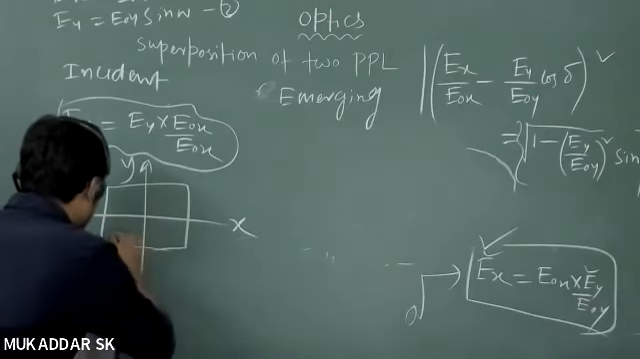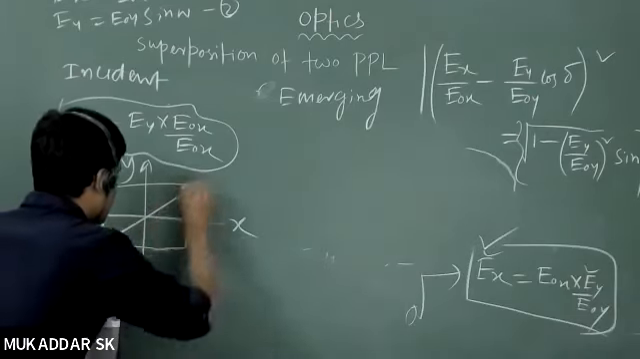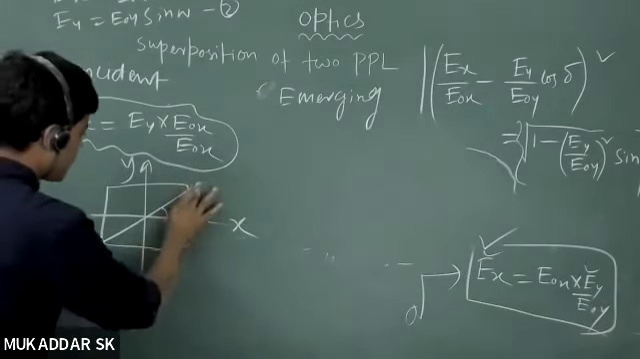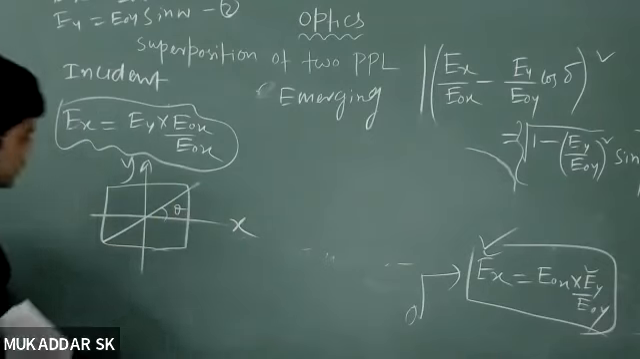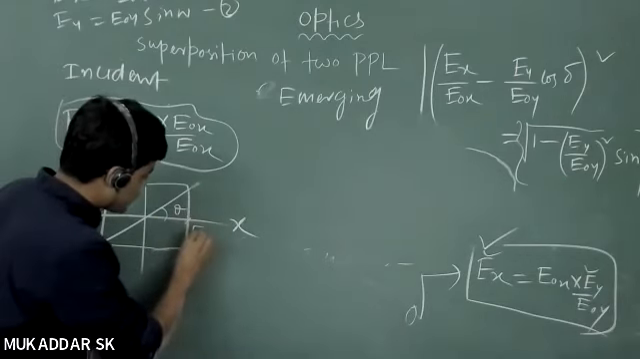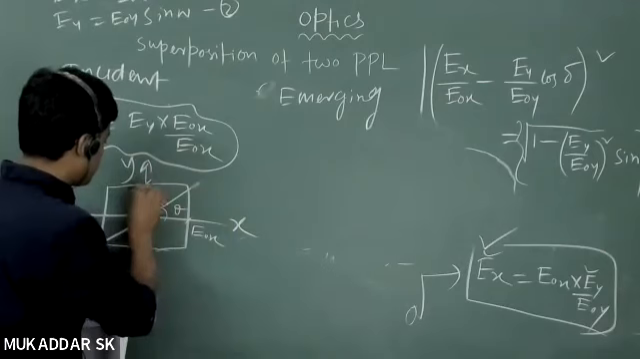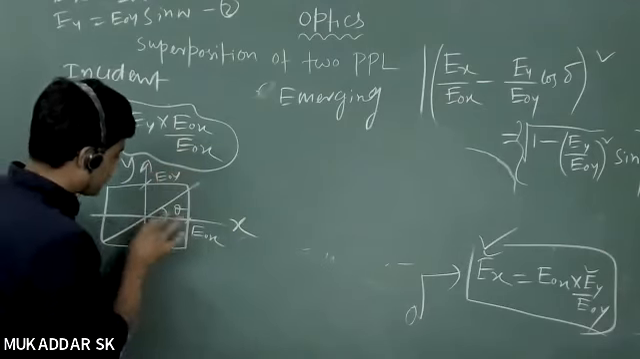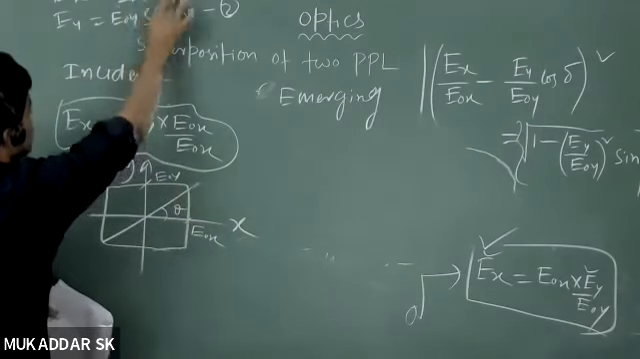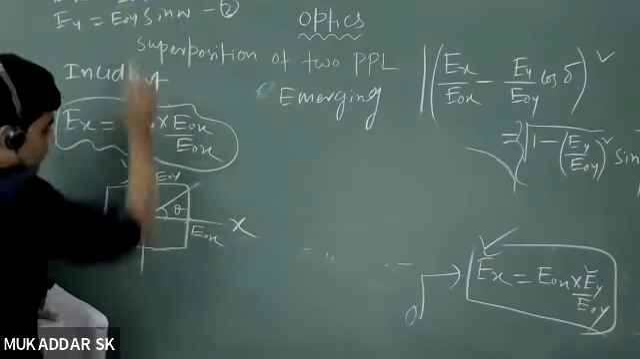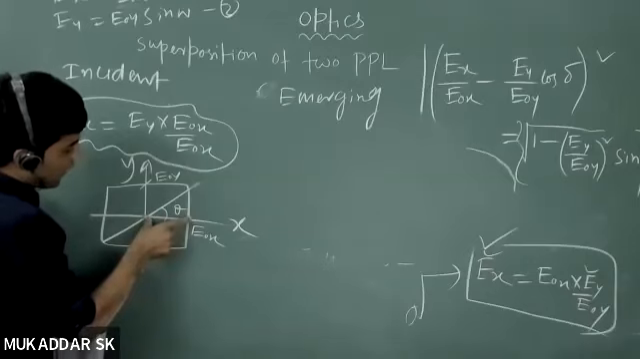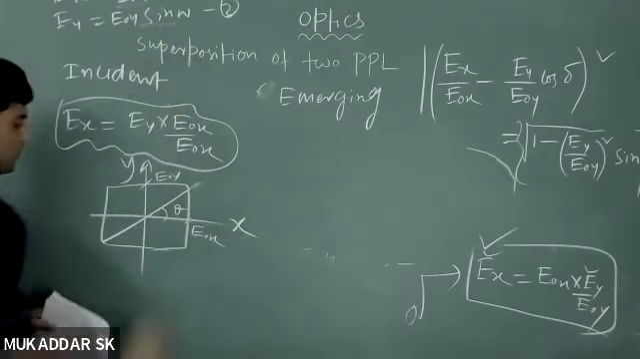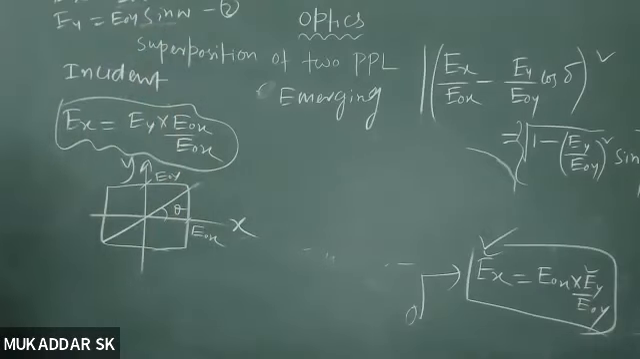Now what did you incident? Plane polarized light that is making an angle theta. Okay. So this is the profile of your incident ray. So this value is actually how much? This is your E naught x. This value is actually how much? This is your E naught y. Because this is the maximum amplitude along the x-axis, and this is the maximum amplitude along the y-axis. From here I can get it. So this is the profile of your incident ray. Okay.